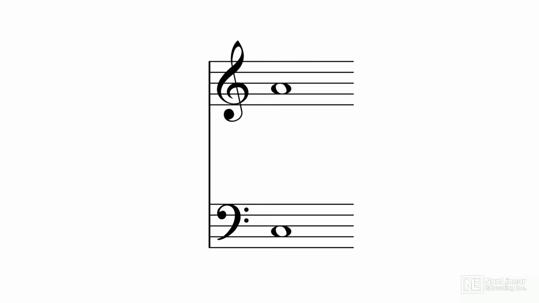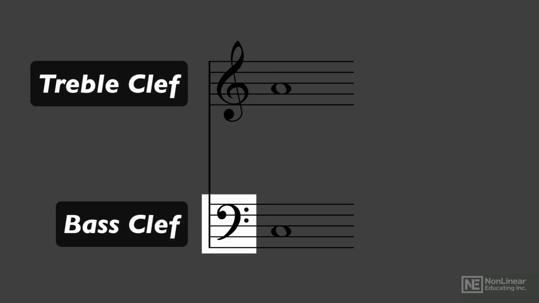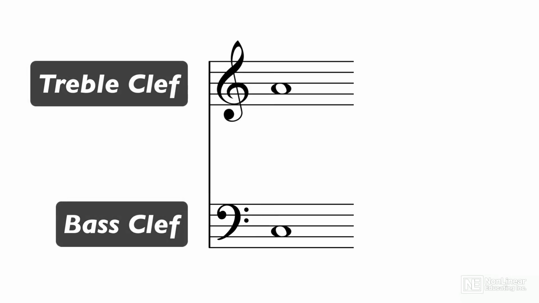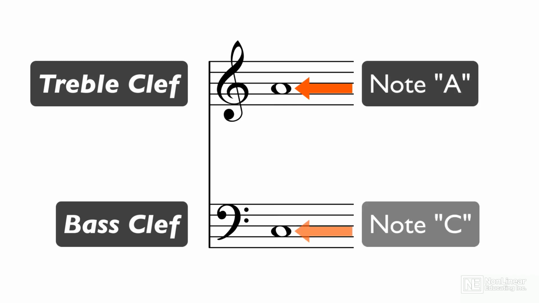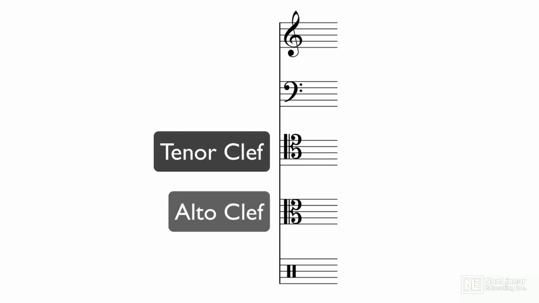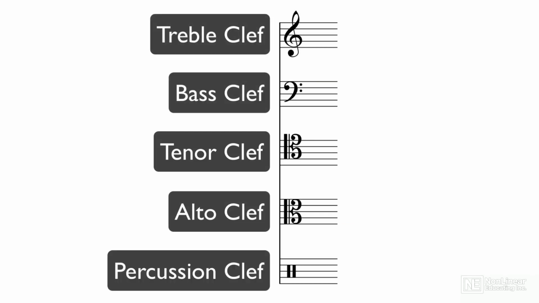Typically, one of two clefs can be placed on the staff: the treble clef, which looks like this, and the bass clef, which looks like this. Clefs are used as a pitch reference on the staff. So, for example, the note A on treble clef is actually the note C in bass clef. I'll explain this in just a bit, but one thing to keep in mind is that there are other clefs out there. There's tenor clef, alto clef, percussion clef for drum instruments, but typically treble and bass clef are the most common.